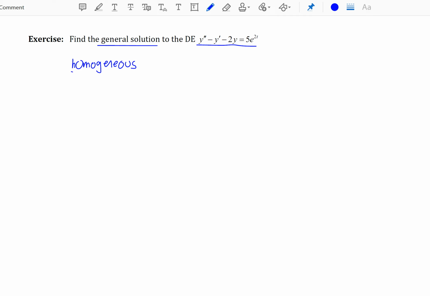So let's start with our homogeneous differential equation, which looks like y double prime minus y prime minus 2y equals 0. And because this is the same homogeneous equation we looked at in our previous example, we already know that yh has to look like c1 e to the 2t plus c2 e to the negative t. This is our homogeneous solution.